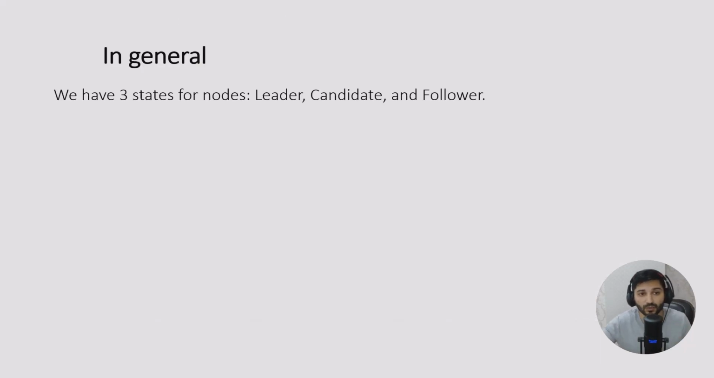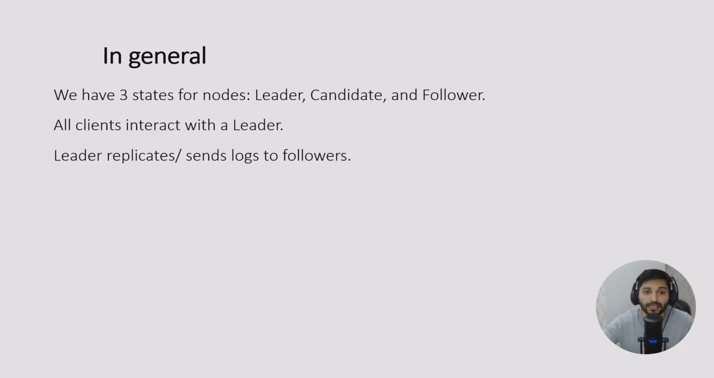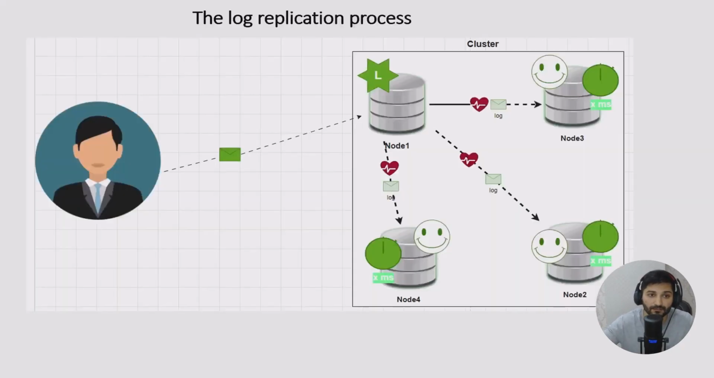In general, what do we have? We have 3 states in our nodes: leader, candidate, and follower. When everything starts, we have only followers. When the timeout ends in one of the followers, we have a candidate or candidates. It is possible to have multiple candidates and multiple followers, but only one leader. All clients interact with the leader, and the leader replicates and sends logs to the followers.